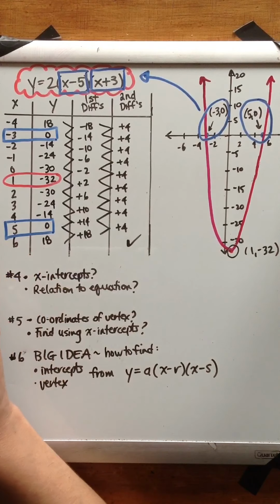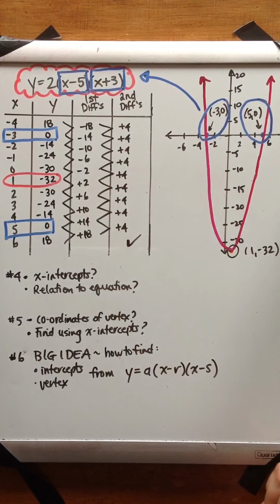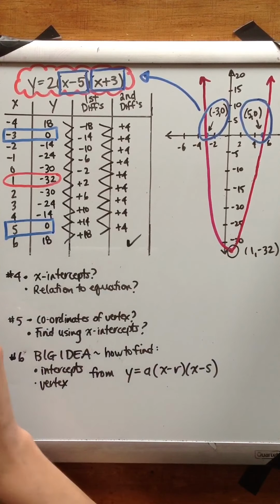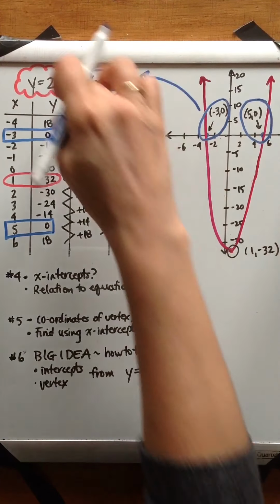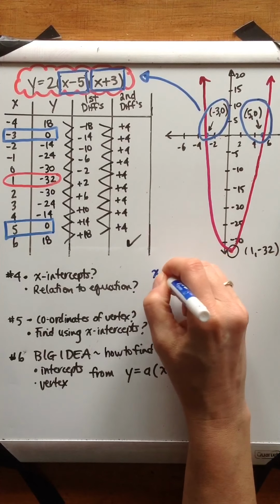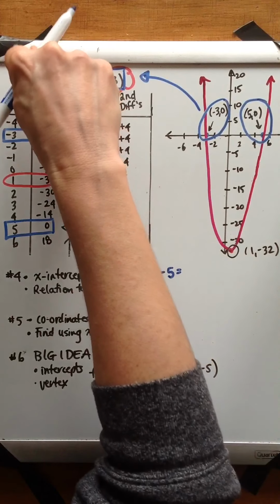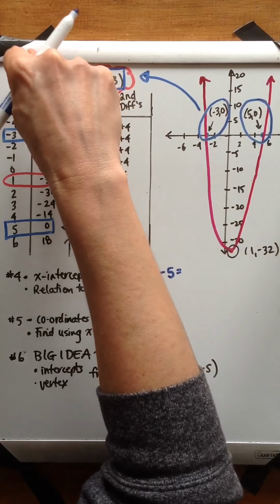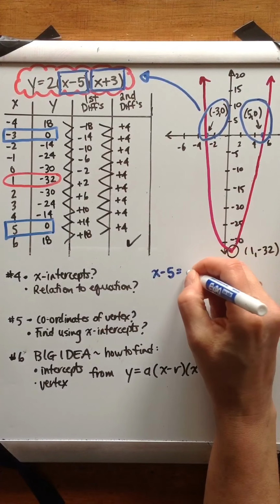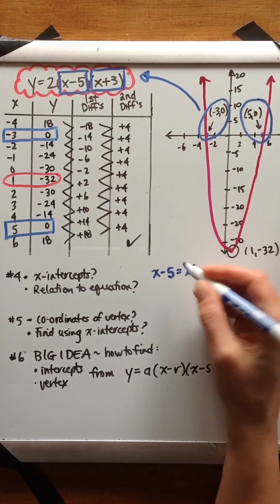Well, that would be really cool if this section of the equation, when it's written in this way, tells us what the x-intercepts are, and it does. I'm going to show you why that works. If we take each one of these pieces separately, we know that for x minus 5, an x-intercept has to give a y value of 0. So what if we set that equal to 0? And what if we solve for x?